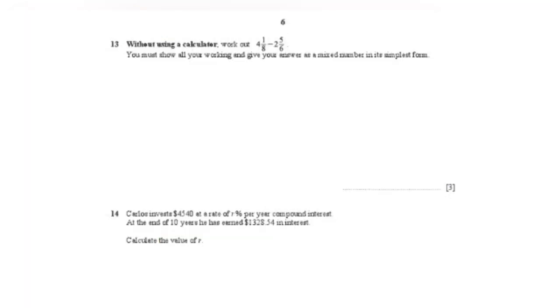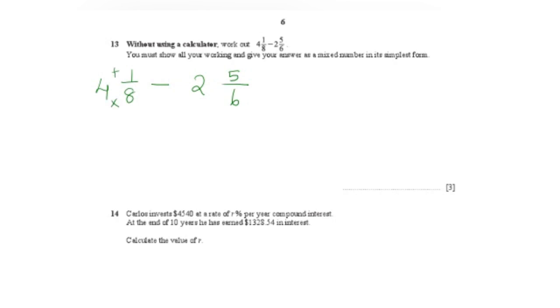Question 13. Without using a calculator, work out 4 1/8 minus 2 5/6. Show all your working and give the answer as a mixed number in the simplest possible form. So in this question, we are not supposed to use the calculator. 4 1/8 minus 2 5/6. So let us convert this to an improper fraction.